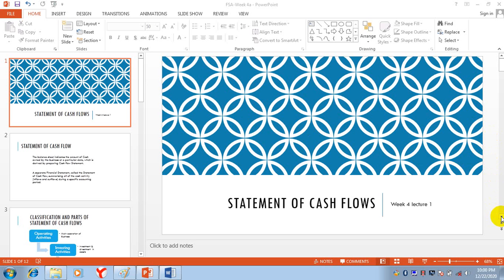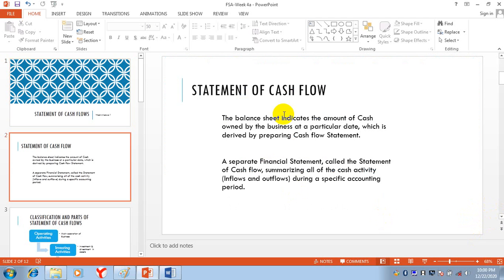This is the fourth week. In today's lecture, we will discuss the statement of cash flows in detail. Previously, it was just theoretical. Now we are going to solve one question of statement of cash flow. Now you know about the statement of cash flow.